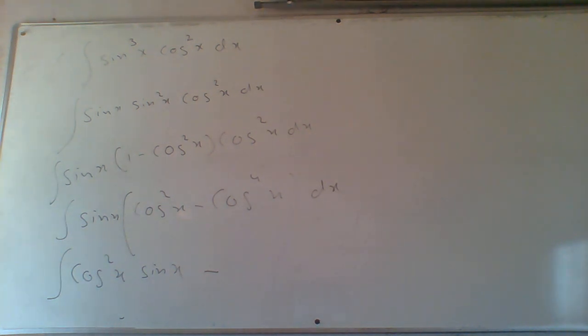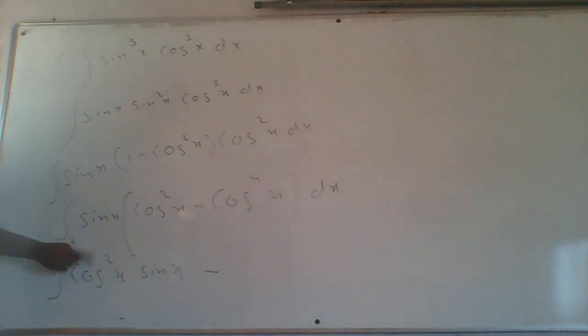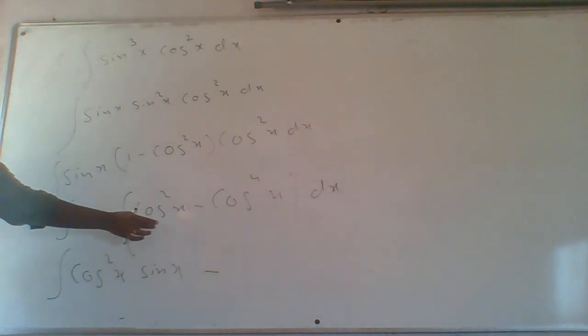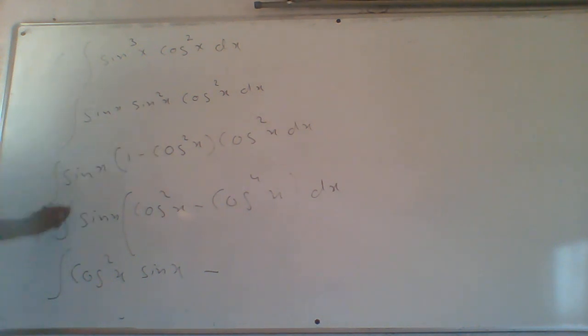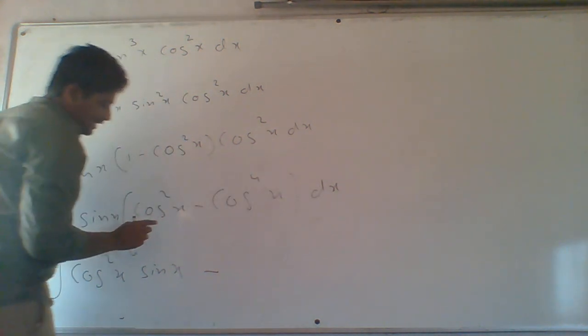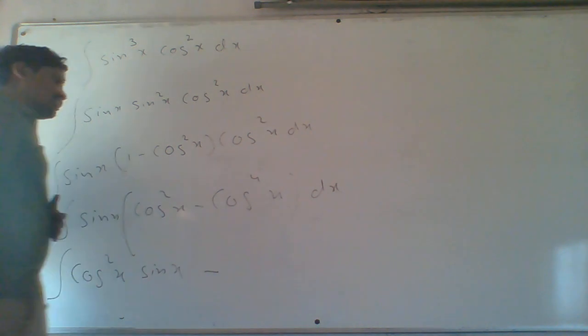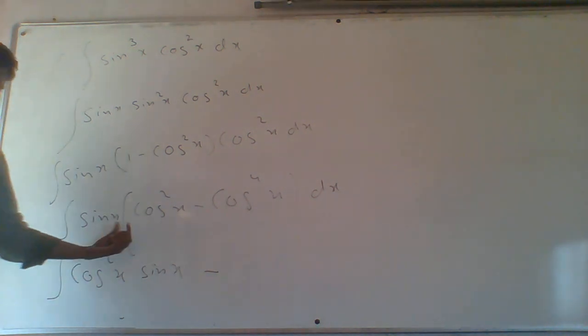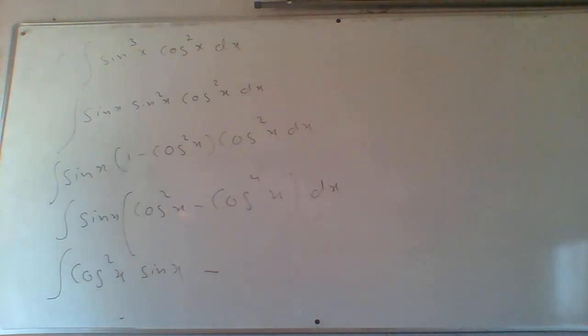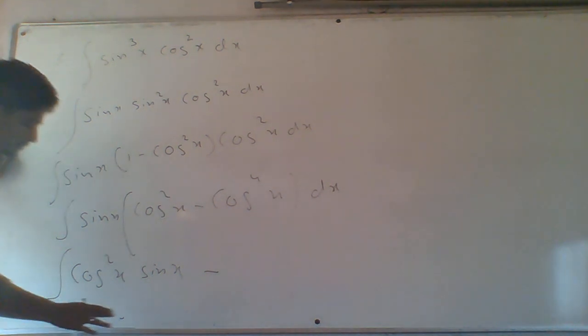Otherwise, you can do it in two ways here. Directly you can assume cos x as t, and sin x dx will become dt. It will be t square minus t power 4. Like that also you can do. Otherwise you can split the integral and do it. Okay? See here.